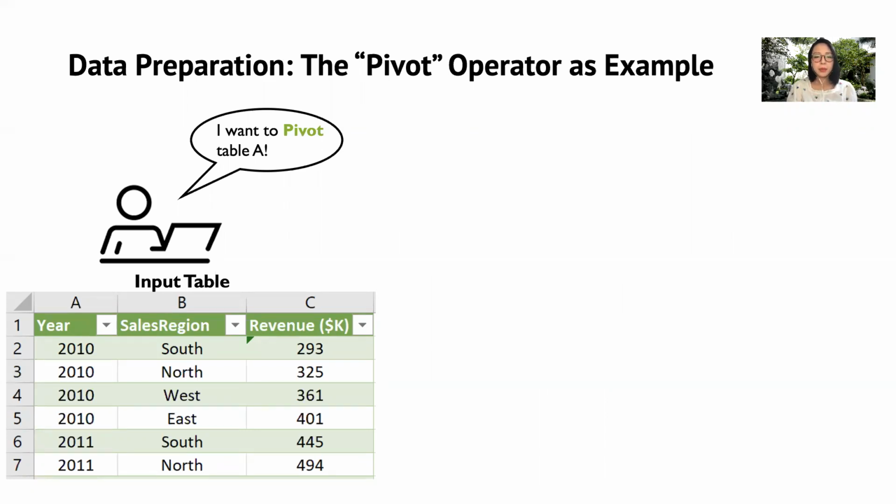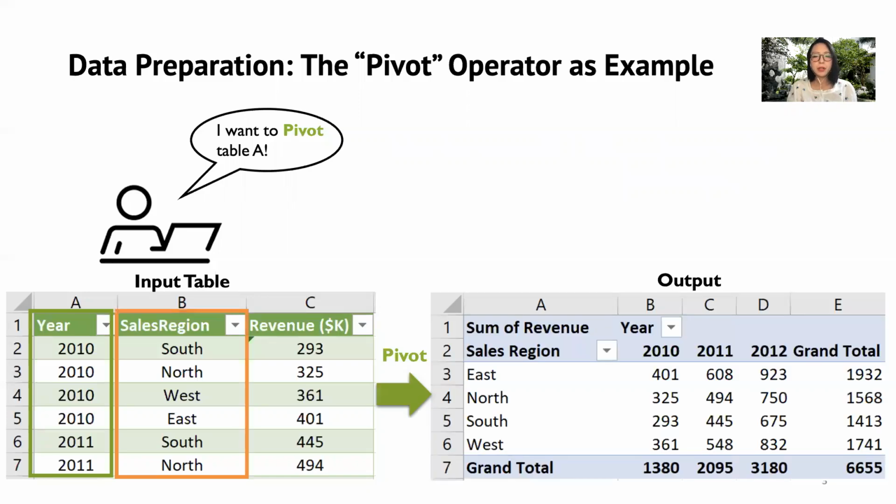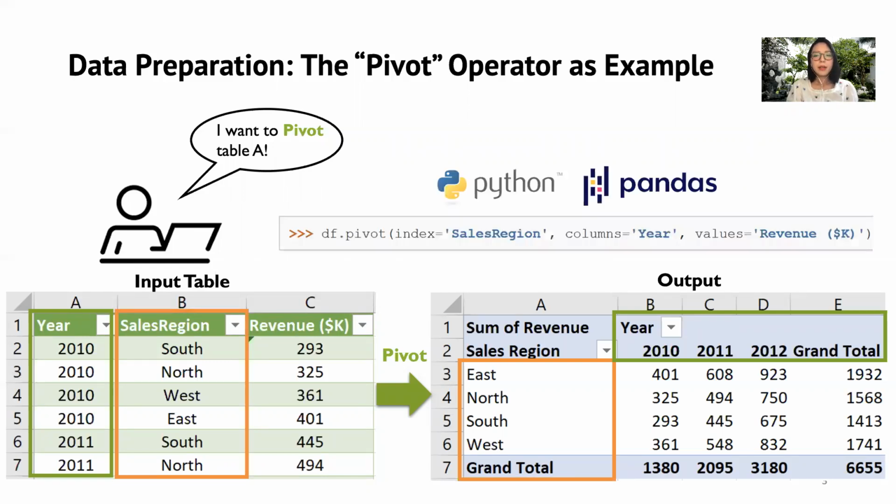It takes as input a flat relational table. In this case, a table with sales data indexed by year and region. And it creates a two-dimension pivot with region on the left and year at the top. For data experts and developers, they can write scripts using APIs like Pandas in Python to do the pivot.